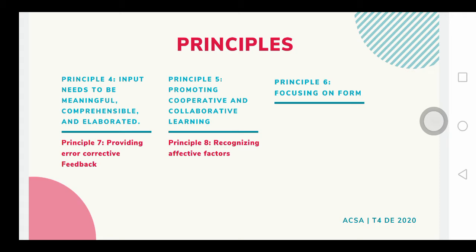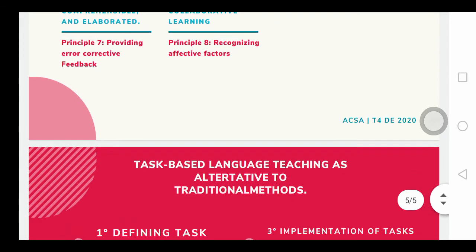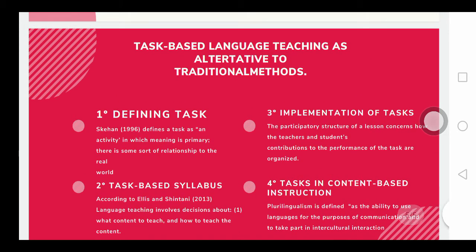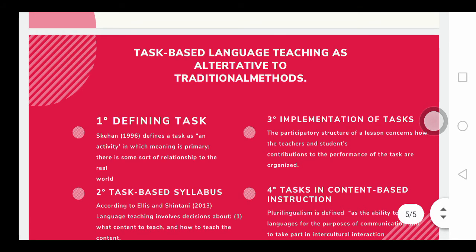Now we are going to talk about task-based language teaching as an alternative to traditional methods. First, we have defining task. Various definitions of tasks have been provided. Skehan in 1996 defines a task as an activity in which meaning is primary, there is some sort of relationship to the real world, task completion has some priority, and the assessment of task performance is in terms of task outcome.